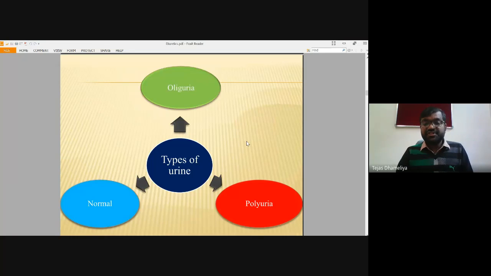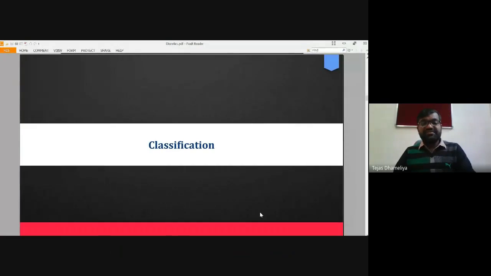Another pathogenic condition is called polyuria. As the name suggests, poly means it is excessive. So excessive urination is called polyuria. Hematuria is a condition where the patient will have blood in the urine. So that is generally called hematuria.